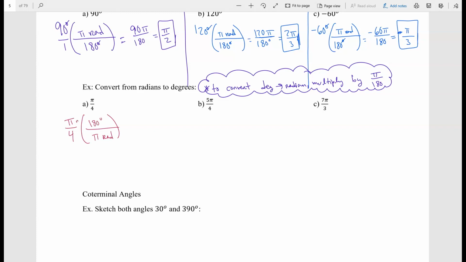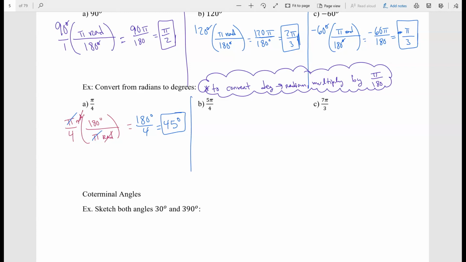Okay, so if you think about radians being here, the radians will cancel out, and all I'm left with is the degrees. Now, notice that in addition, the pi's also cancel out. So you're just left with 180 degrees over 4. Okay, and this is going to give me 45 degrees.